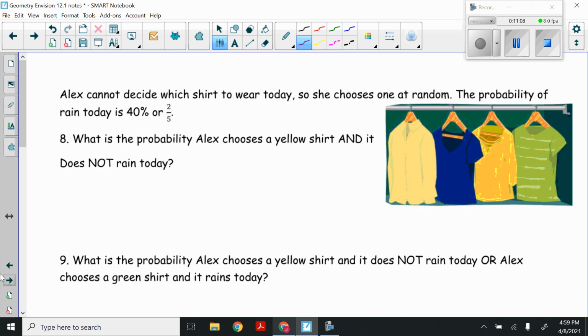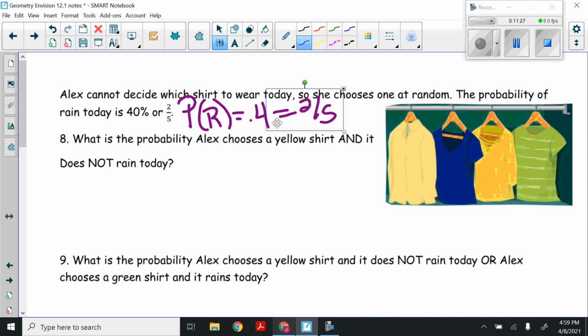Let's go to our next page. Alex cannot decide which shirt to wear today, so he chooses one at random. The probability of rain today is 40% or 2/5. So the probability of rain is 0.4 or 2/5.